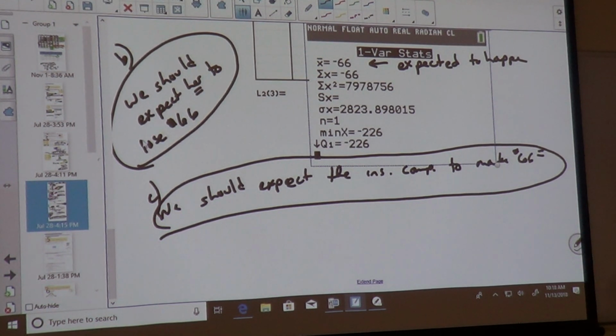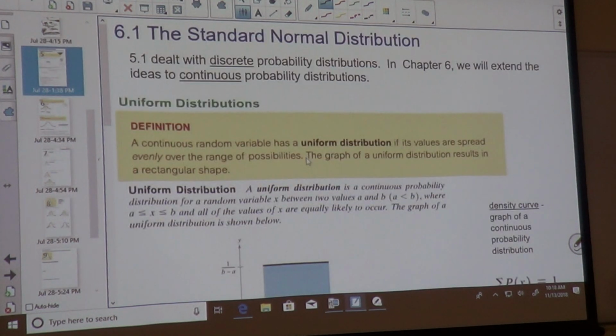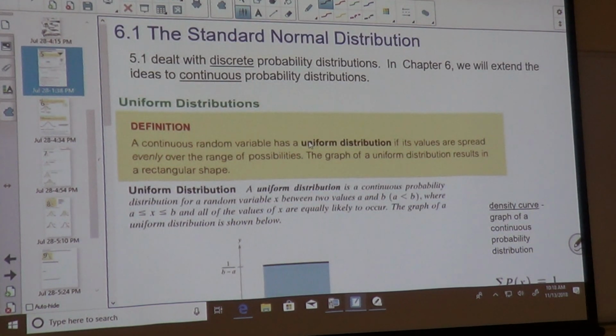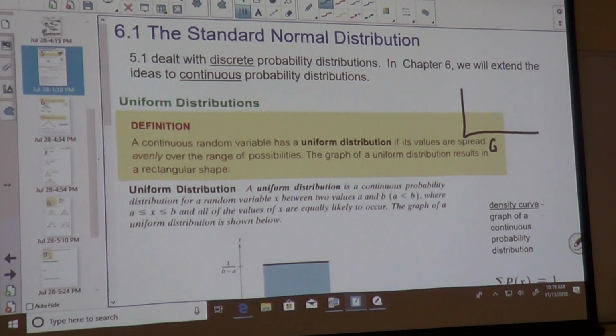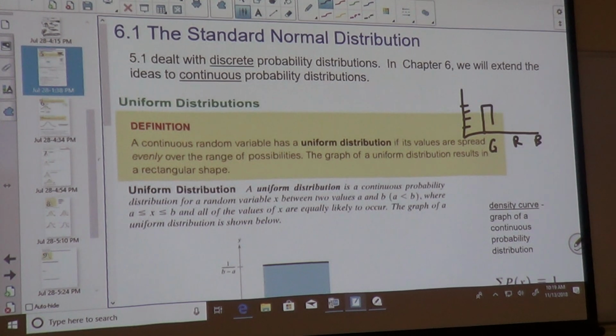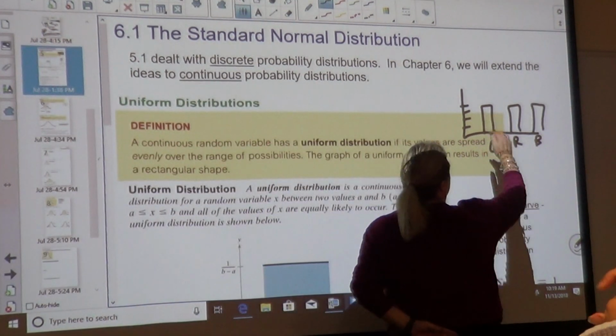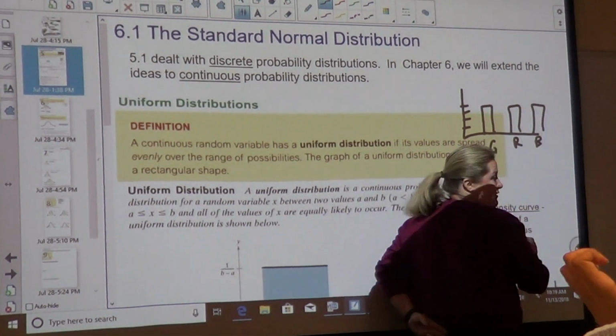Now, the last section, 6.1. This is actually fun. We've done normal distributions before, haven't we? Normal distribution, okay? This is the standard normal distribution. And I briefly mentioned a uniform distribution. A uniform distribution is if I asked y'all how many people like green, red, and blue. 4 people said they like green. 4 people said they like red. 4 people said they like blue. That would be a uniform distribution. A uniform distribution means everybody said the same amount.